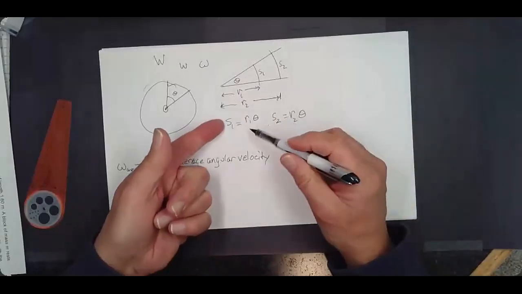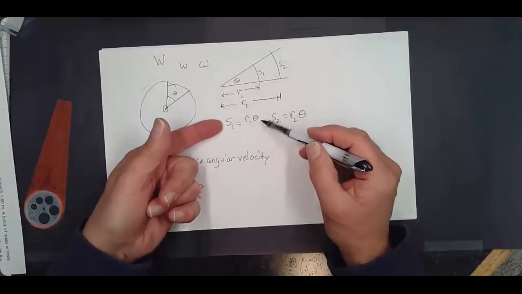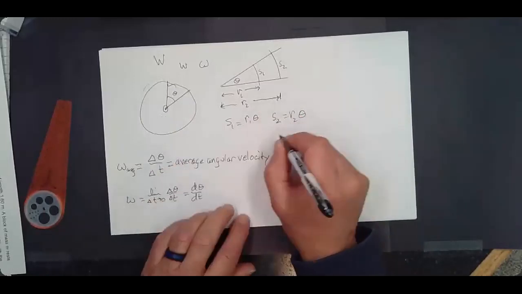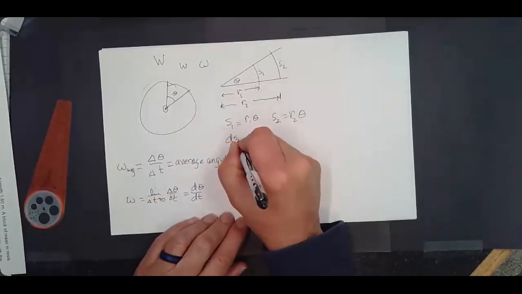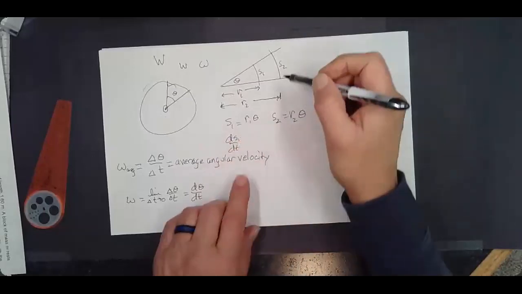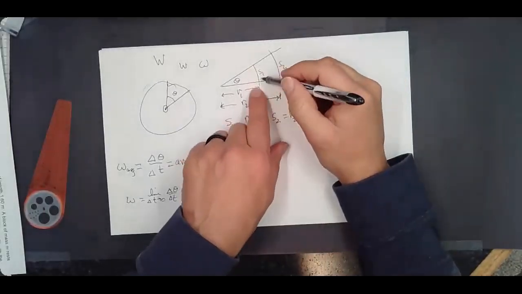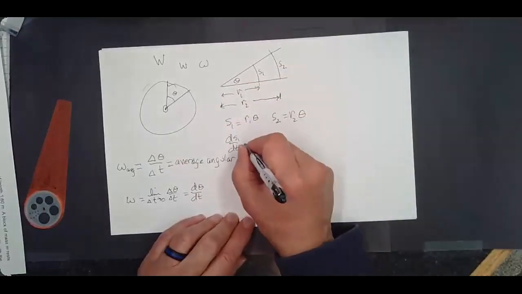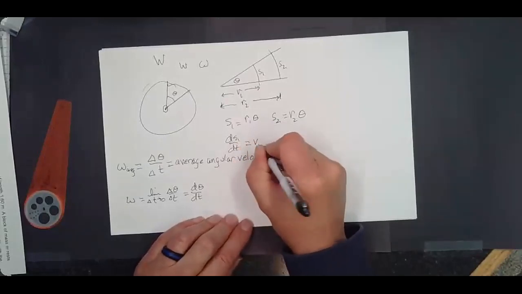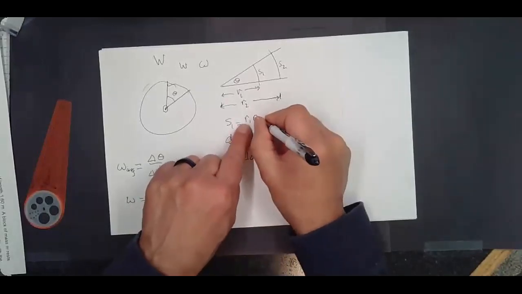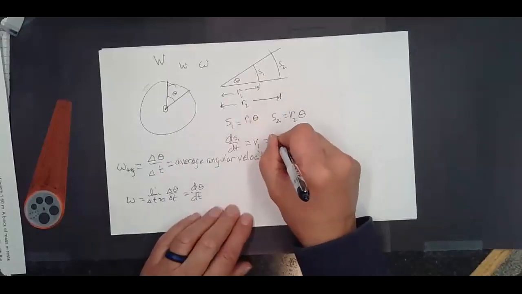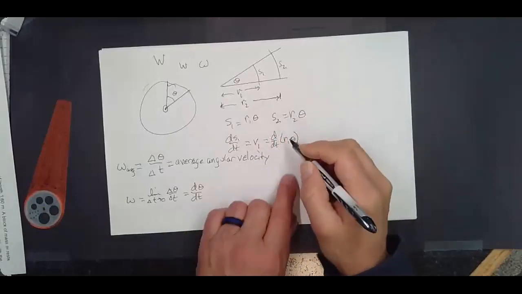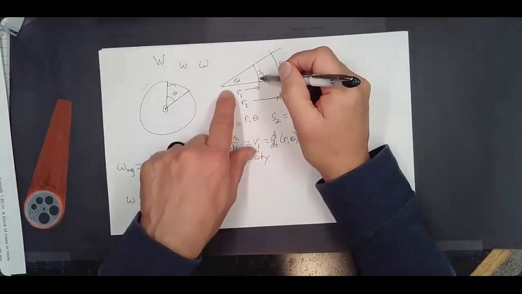Well, let's go ahead and take time derivatives of these two expressions. If we do that, this one and that one, I would have ds1 dt. What that represents is the speed of a particle that's out here at the distance r1. And so I could call that v sub 1. Well, if I take the time derivative of that side, I'd have d by dt of r1 theta. The radius isn't changing. We're staying the same distance out there.